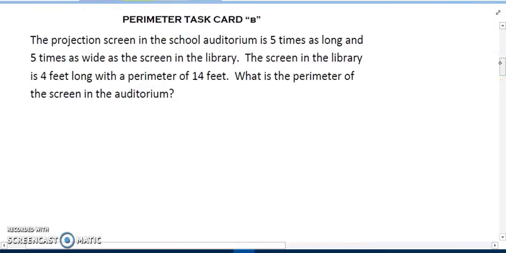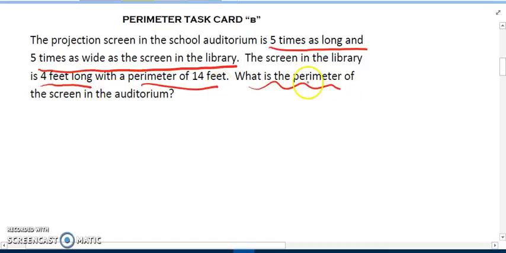Let's go to part B. It says the projection screen at a school auditorium is 5 times as long and 5 times as wide as the screen in the library. The screen in the library is 4 feet long and has a perimeter of 14 feet. We need to find the perimeter of the screen in the auditorium.